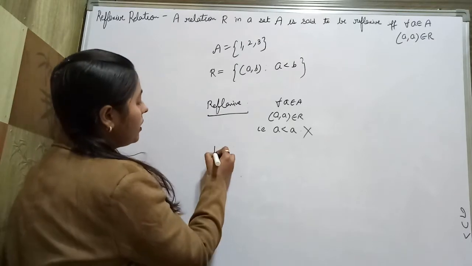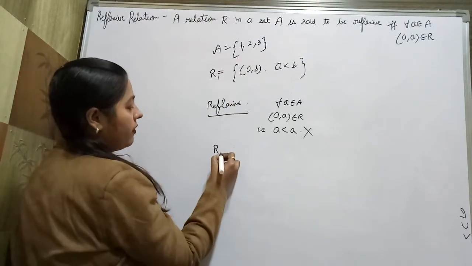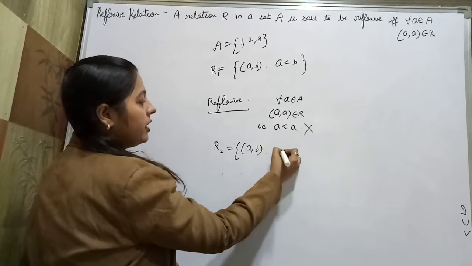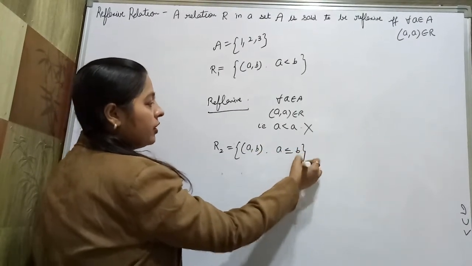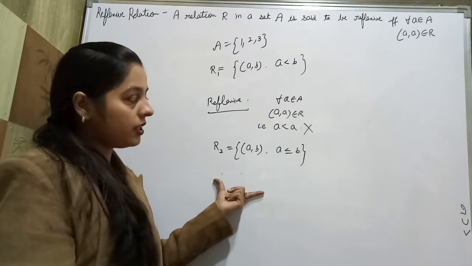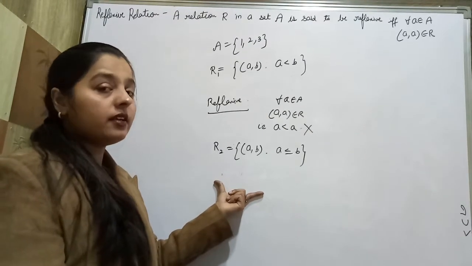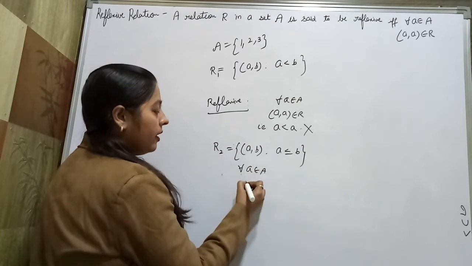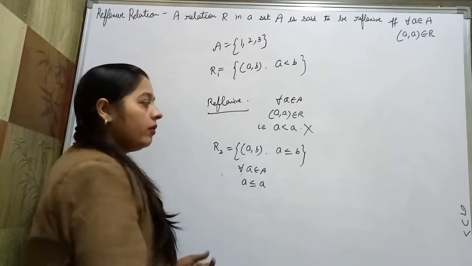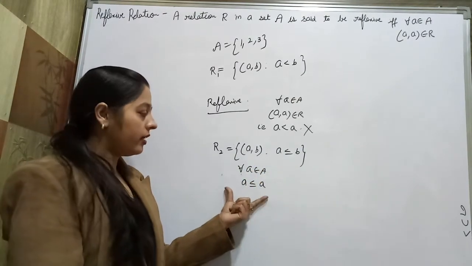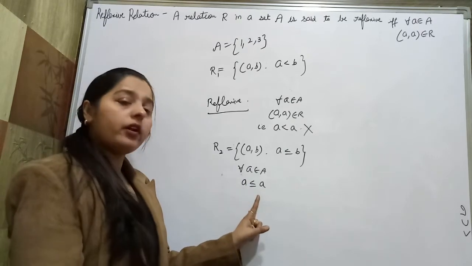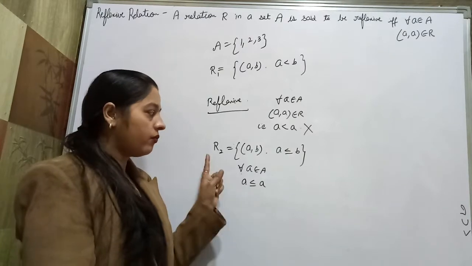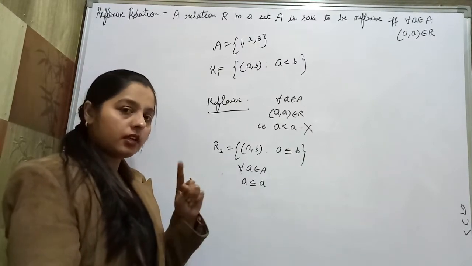But suppose this is relation R1, and if I give you another relation, (A, B) such that A less than or equal to B, can you say this relation is reflexive? Certainly yes. How? Because for all A belonging to the set, A is less than or equal to A. What they put here is A less than or equal to. If it satisfies one of the conditions, then also we may say that the relation is reflexive.